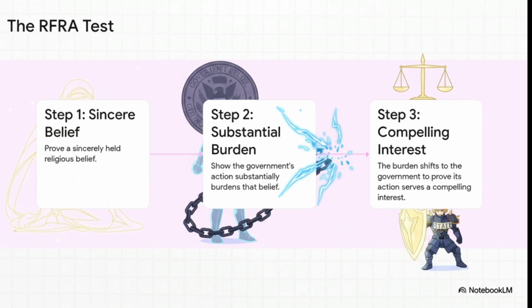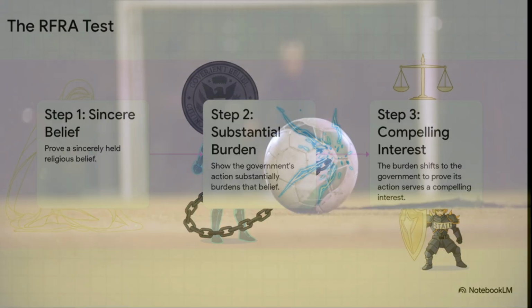Suddenly, the government has to prove to you that it has a compelling interest for its rule. The state is no longer king. It actually has to justify itself to the citizens. And let me tell you, this fight was a marathon, not a sprint.